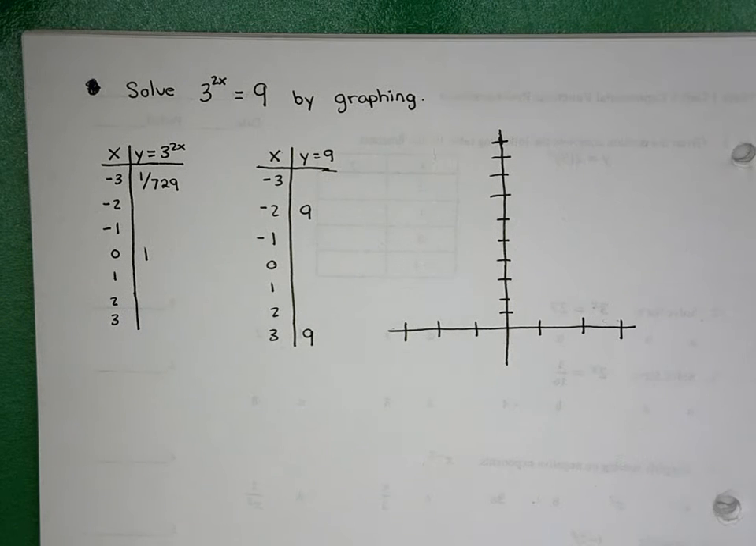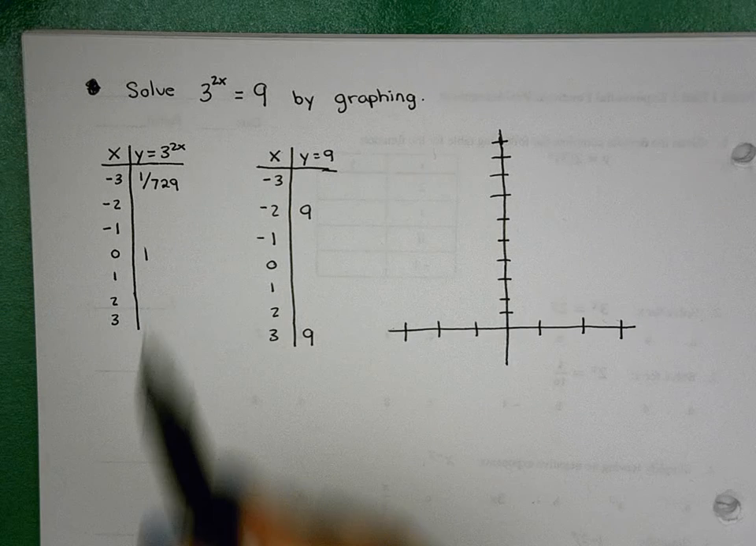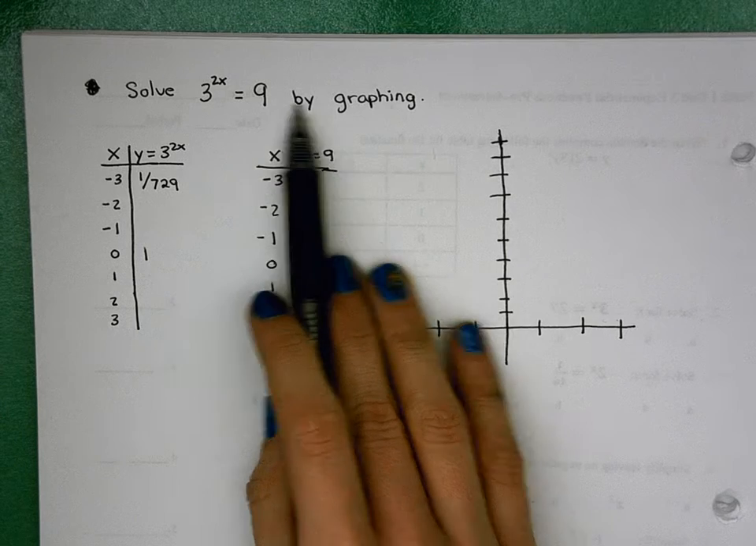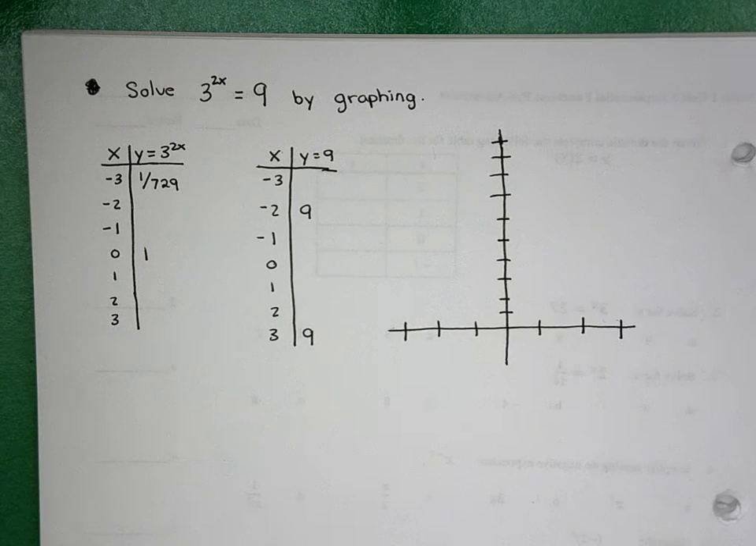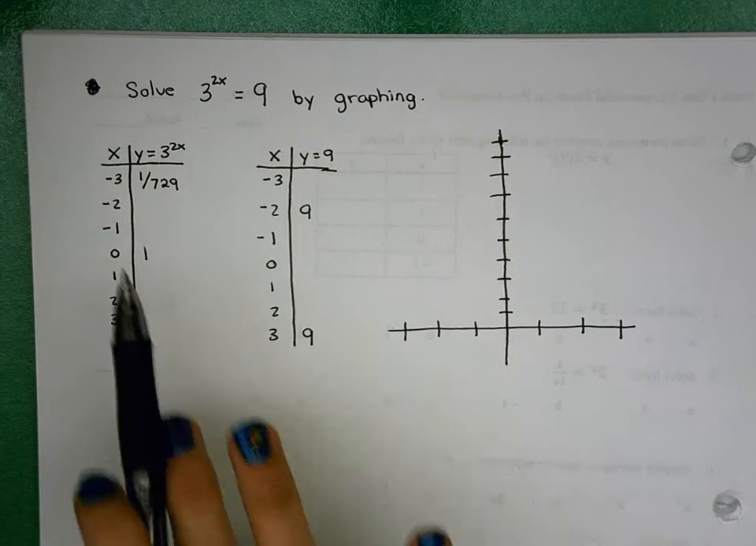Hi there. So this problem is styled similar to the one that is on your homework. I believe it's number 17, but the one that asks you to solve an exponential equation by graphing. And so I have that solve 3 to the 2x equals 9 by graphing. And then I have two tables.